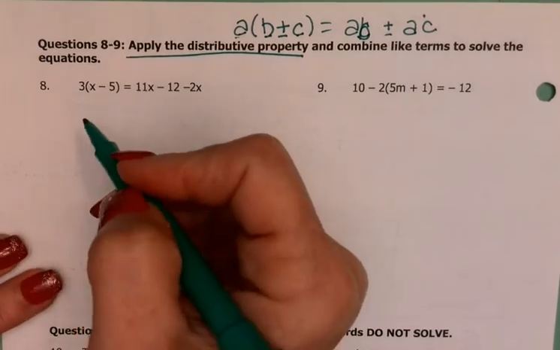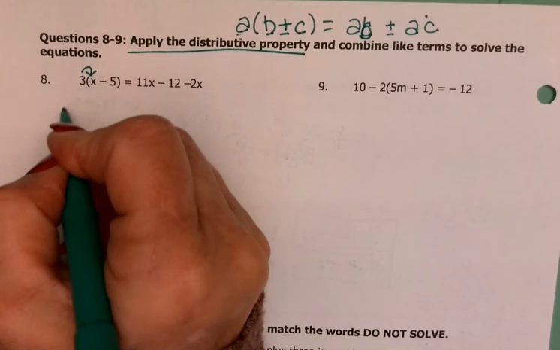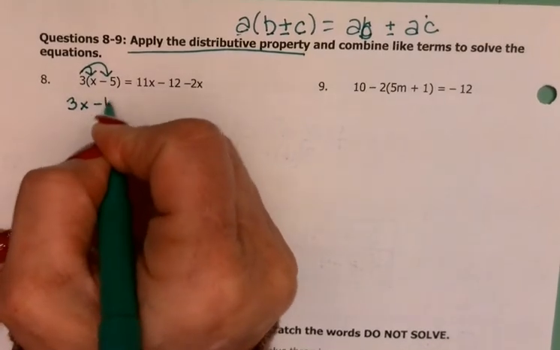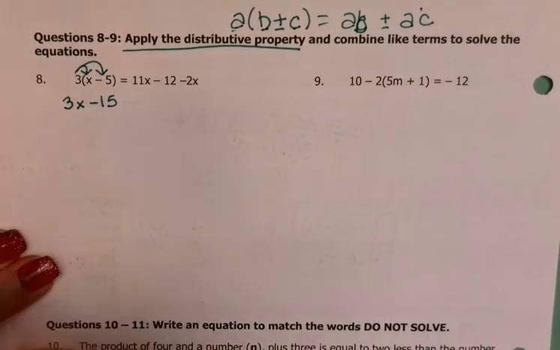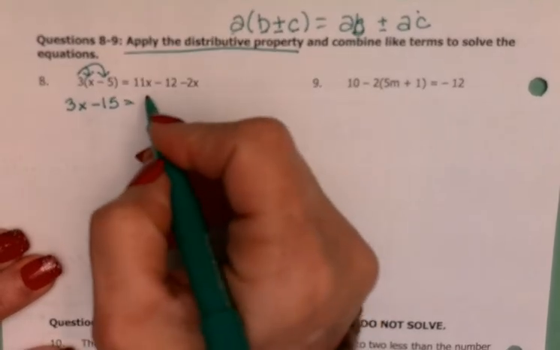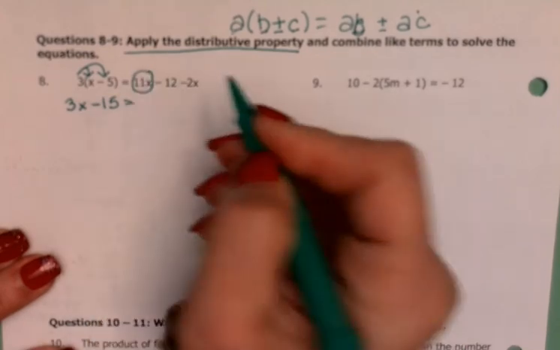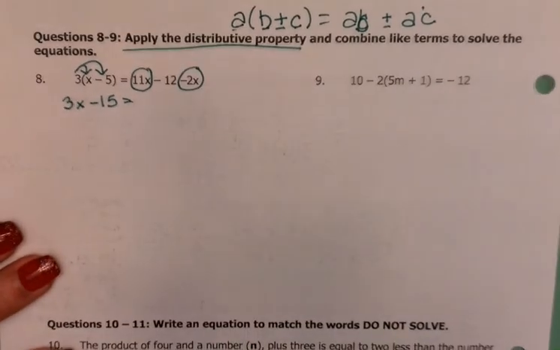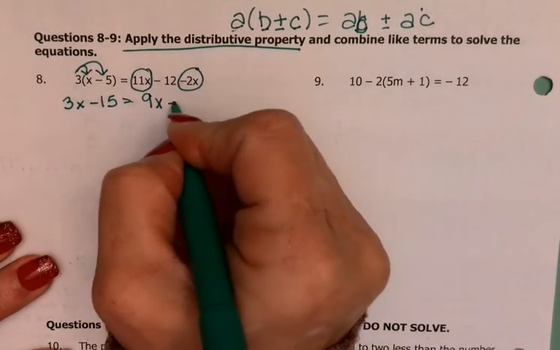So let's look at the first problem. I see distributive property right here at the beginning, so I'm going to say 3 times x, and 3 times a negative 5 is a negative 15. So that's a distributive property on the left. On the right-hand side, I can just write this the way it is, or I see right here I have 11x and a negative 2x. Let's go ahead and combine those right now. 11x take away 2x is a 9x minus 12.